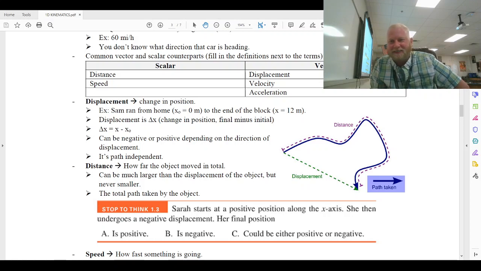So displacement and distance are not necessarily the same thing. If you're on a hike and let's say you go 4 miles this way, 4 miles this way, 4 miles this way, and 4 miles this way, well, the distance you traveled is 16 miles. But what's your displacement? Well, if you ended up back where you started, your displacement is 0.